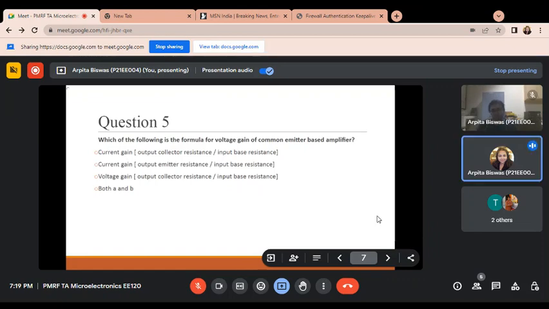You can take your time, then try to give the answer. Which of the following is the formula for voltage gain of the common emitter based amplifier? Current gain into output collector resistance by input base resistance. Second option is the current gain into output emitter resistance by input base resistance. Third option is the voltage gain, output collector resistance divided by input base resistance.